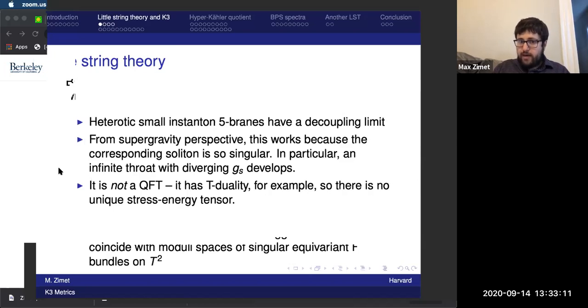And from the supergravity perspective, this works because the soliton is extremely singular. The dilaton is actually a dynamical field in string theory. And so even if you set the vacuum expectation value of the string coupling to 0 at infinity, the dilaton can diverge as you go down the throat towards the core of the soliton. And then little string theories are not quantum field theories. For example, they have T-duality. So there is no unique stress energy tensor because there's no unique way to say what geometry they're seeing.